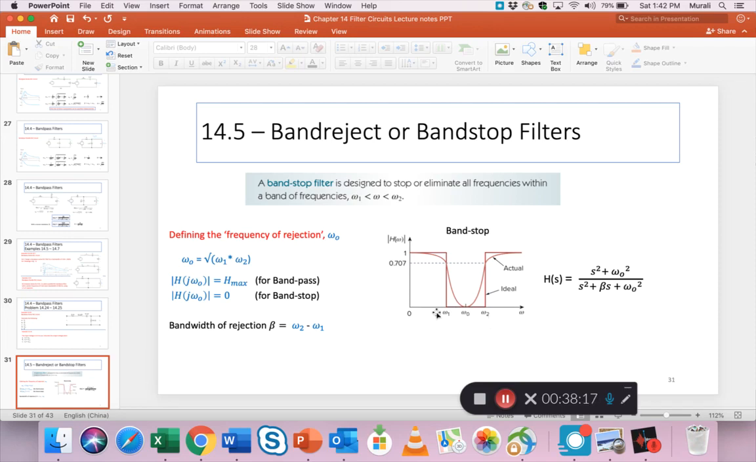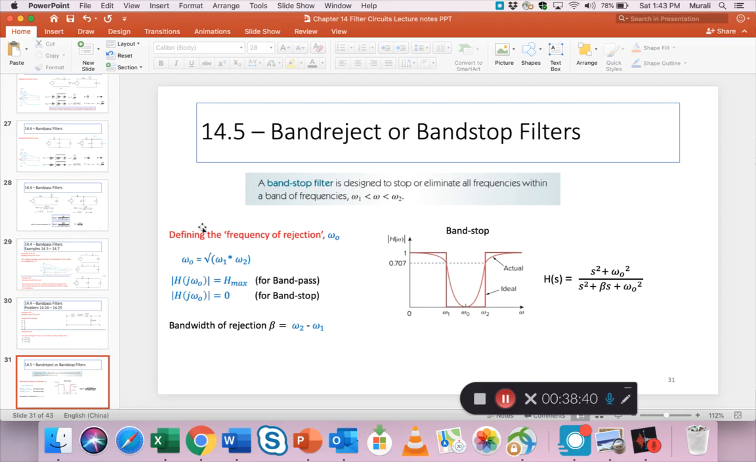The other frequencies below and above are allowed to go through, but the filter stops what's between. And I know I showed you a diagram right in the beginning of this chapter where you saw how the notch works and how the others work. So higher frequencies, lower frequencies go through, mid frequencies stop.